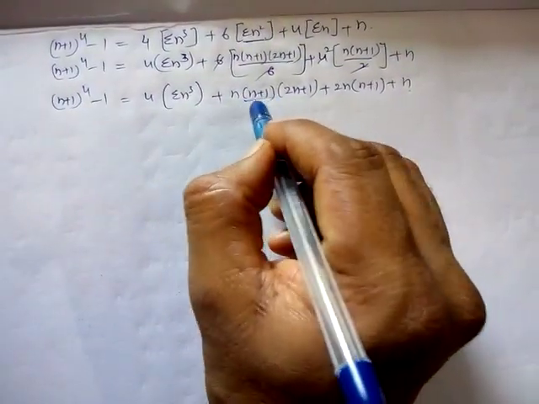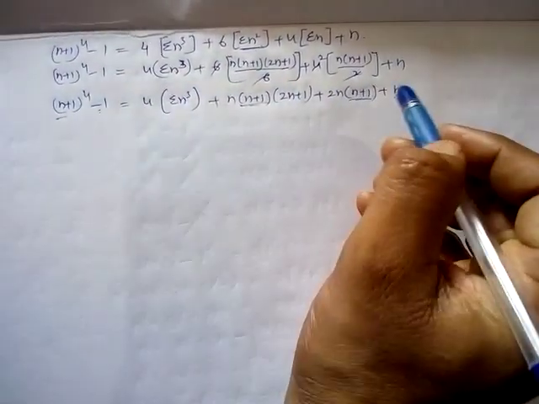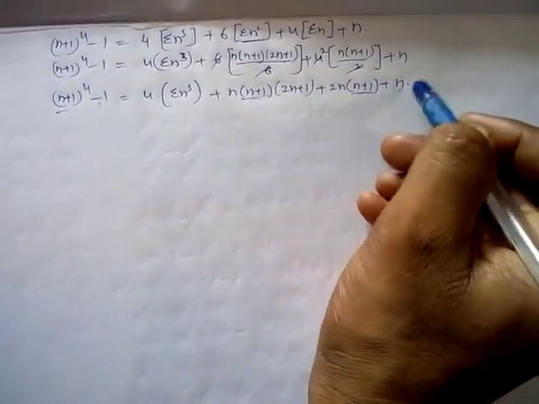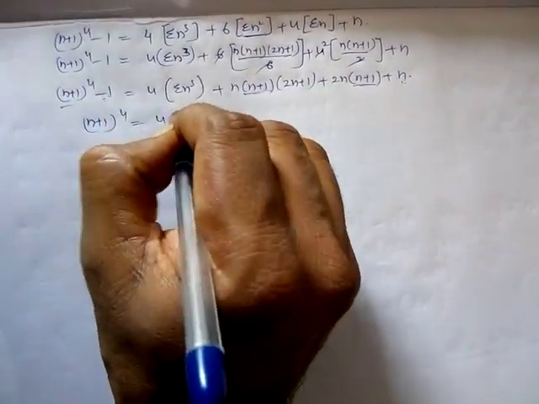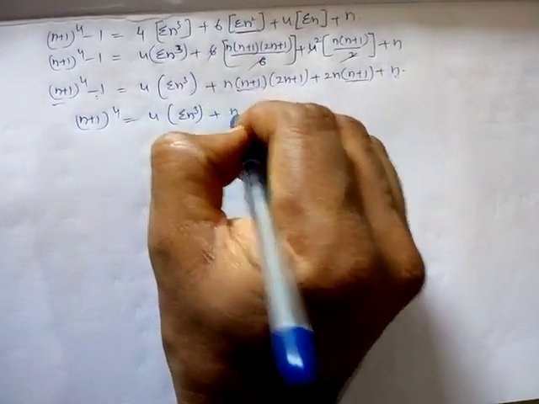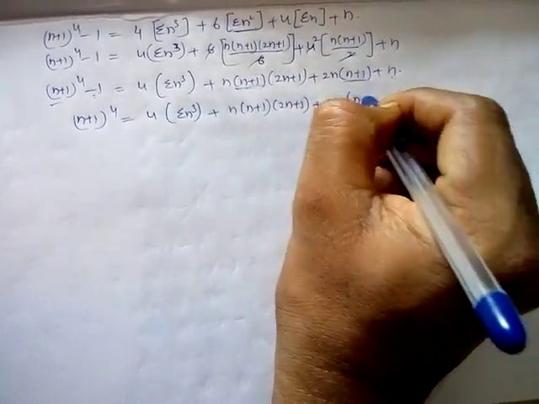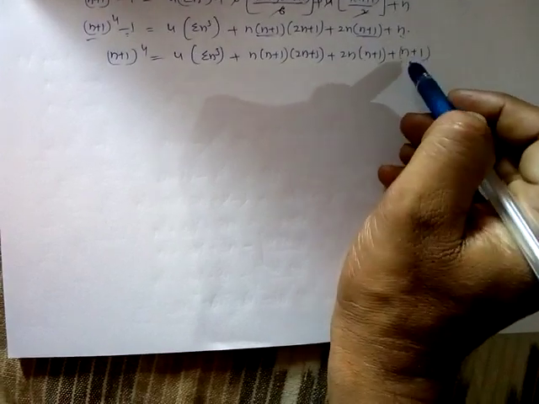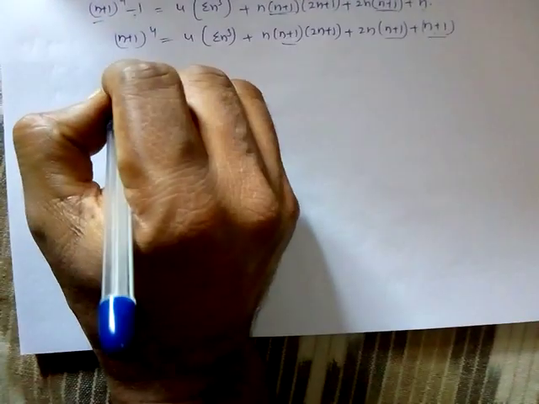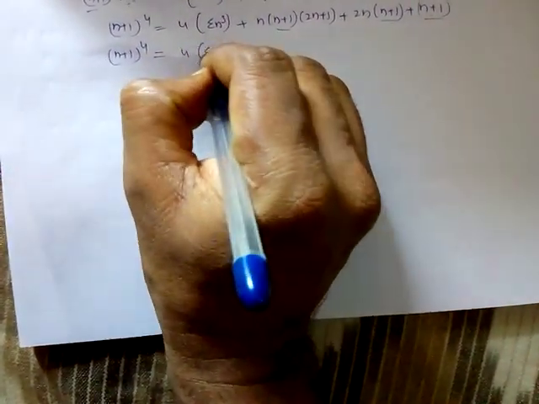Now observe, in each term n plus 1 is there, here also n plus 1, here a single n, and minus 1 is there. This minus 1 we transpose to this side, so it becomes n plus 1 form. So (n+1) to the power of 4 is equal to 4 into sigma n cube plus n into (n+1) into (2n+1) plus 2n into (n+1) plus (n+1). So minus 1 transferred to this side becomes plus 1, n plus 1, so (n+1) to the power of 4 is equal to 4 into sigma n cube.